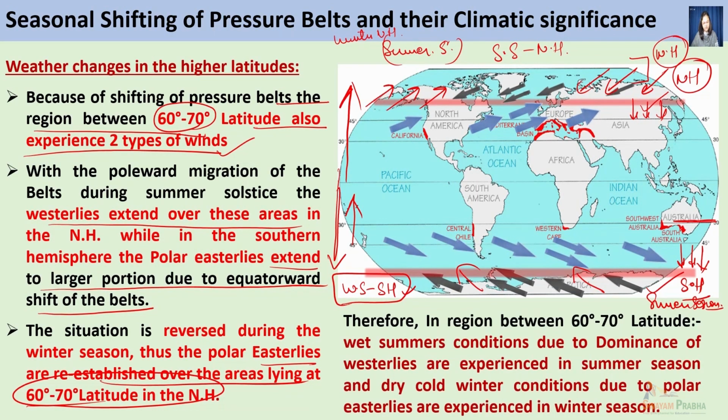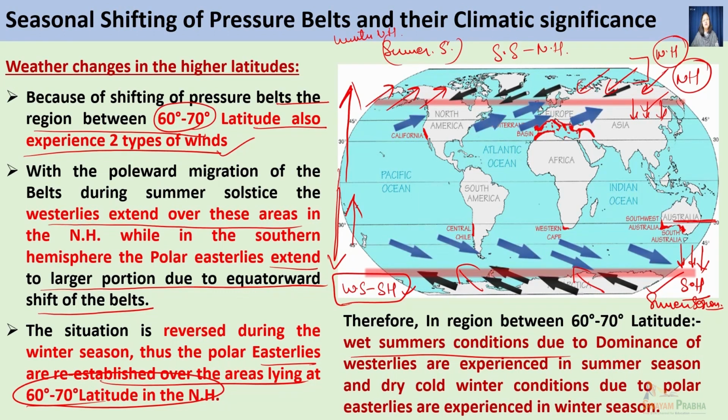So these regions which are located in the higher latitude extending between 60 to 70-degree latitude also experience two types of wind circulation, where you have wet summer conditions during the summer season because of the onshore westerlies, which bring precipitation along with them because they come from the lower latitudes. And during the winter season, because of the southward shift of the pressure belts, the dry and cold conditions prevail again. And the polar easterlies, which are very, very cold and chilly, establish themselves in these latitudes which extend between 60 to 70 degree latitude.